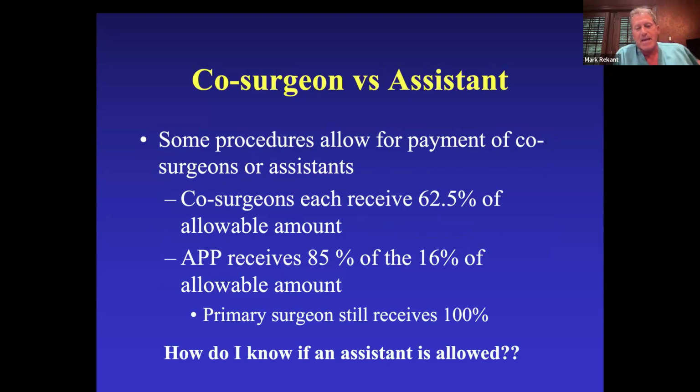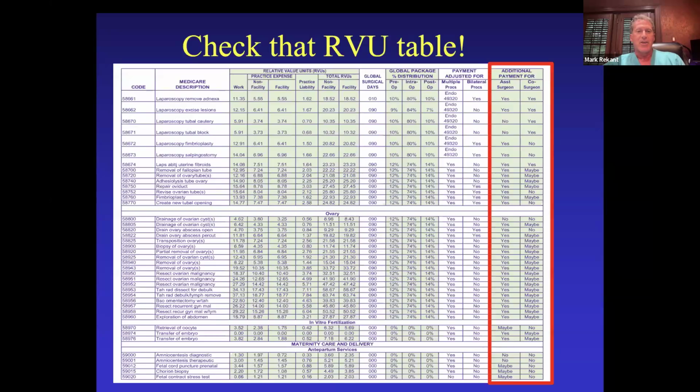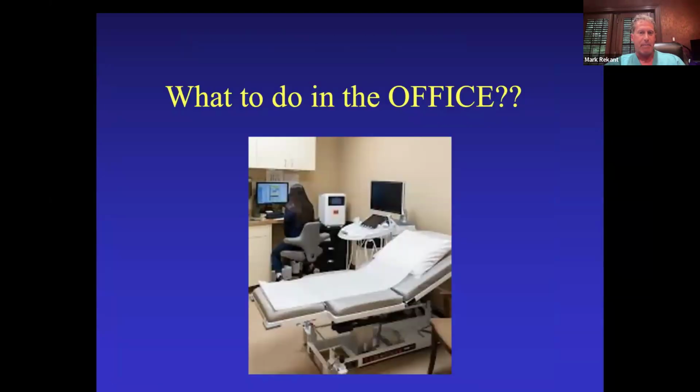Here's where it gets tricky. The APP receives 85% of the 16% of the allowable amount. The primary surgeon still gets 100. So one of the things to think about is as you are assisting, triple check what codes you're assisting on, because you'll often be amenable to getting that 85% of the 16%, and that goes right into your coffers. And again, how do you know if this assistant is allowed? You go back to that beautiful RVU table that exists, and you can see here highlighted in the red, assistant surgeon, yes or no, co-surgeon, yes or no, and each CPT code has this available for us online.